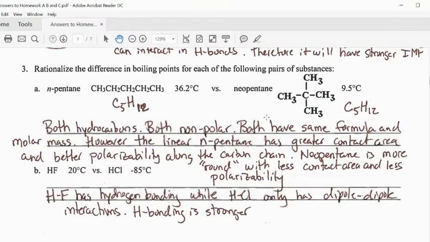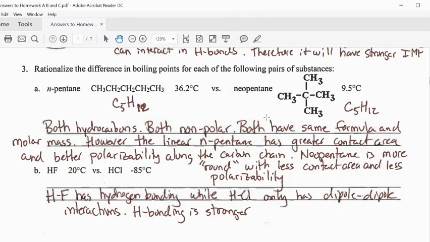Number 3, let's rationalize these boiling points. Remember, boiling points, that's how hard it is. That's a measure of the temperature it takes to break these molecules apart. The higher the temperature, the harder it is to break it apart. I'm going to repeat that. Boiling point is a measure of how hard it is to break these molecules apart. If that temperature is higher, it's harder to break it apart.